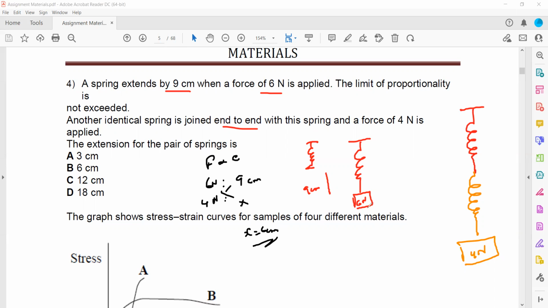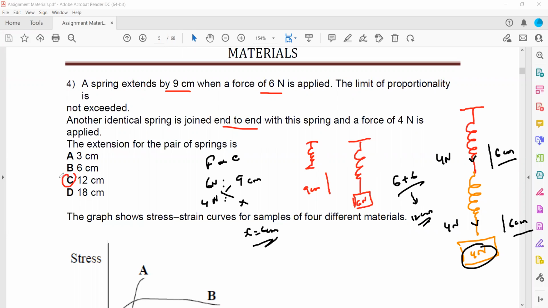So each spring will extend by 6 centimeter, because this 4 Newton is experienced by spring 1 and this same 4 Newton is experienced by spring 2. So each spring will increase in length by 6 centimeter: 6 centimeter for spring 1 and 6 centimeter for spring 2. So what is the total extension? It will be 6 plus 6, that's equal to 12 centimeter. So 12 centimeter will be the total extension of this pair.